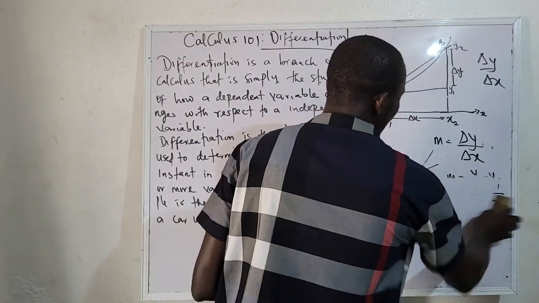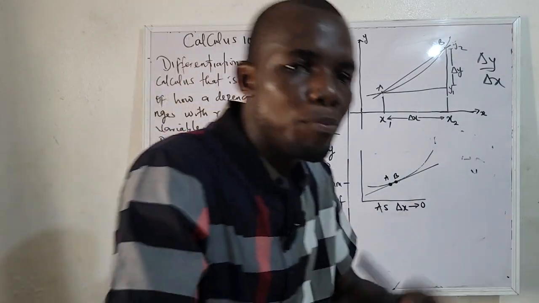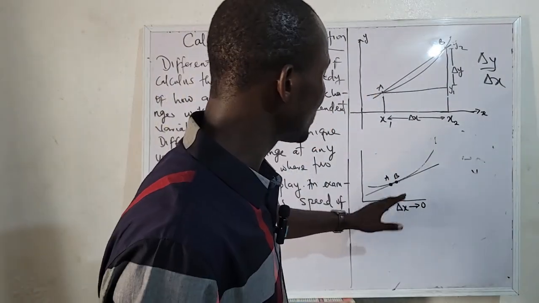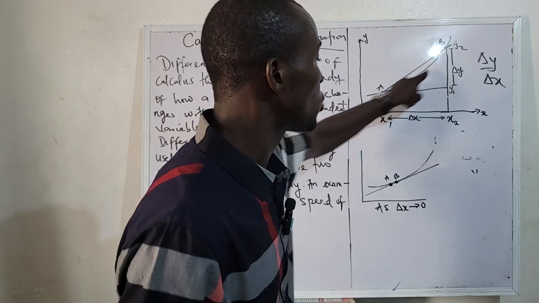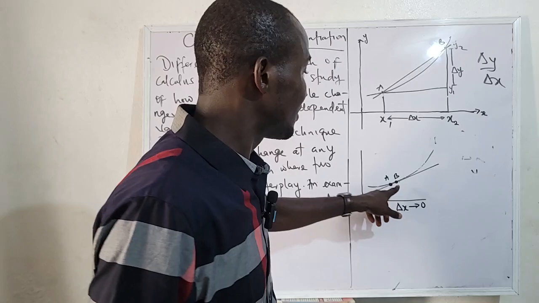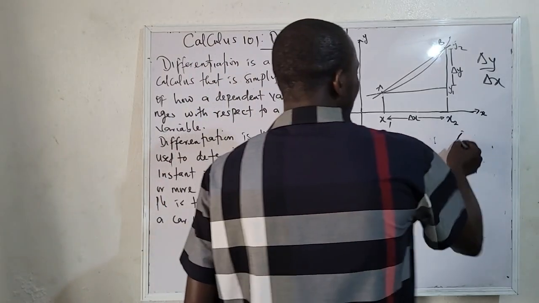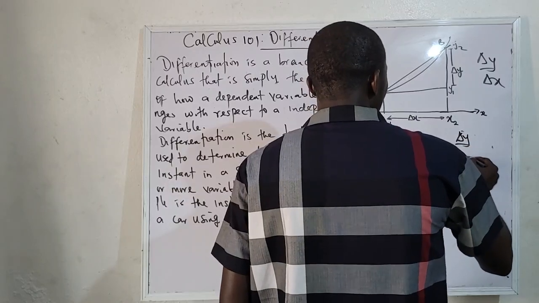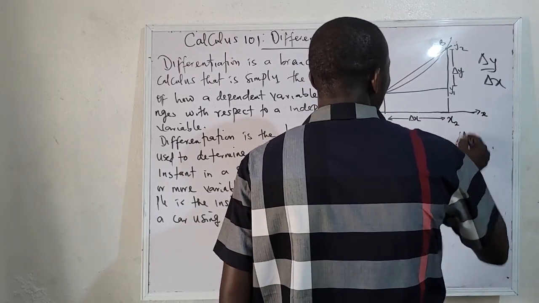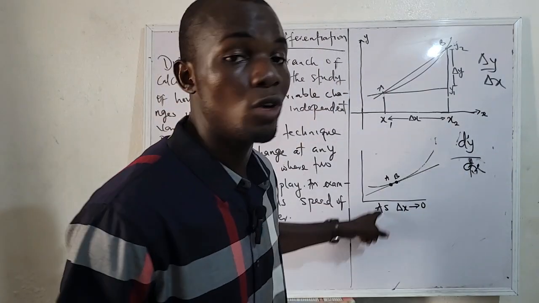Now, what do you notice? They will come so close until they are almost overlapping each other. And as they come closer, this secant becomes the tangent to this curve. And then we can say it is no longer change in y over change in x, but it is now what? It is now dy over dx. That is the implication of what we have just done.